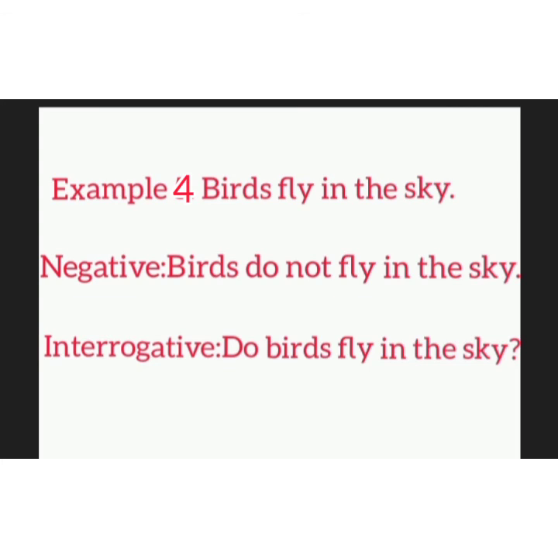Now let us move to the next example. Example 4. Birds fly in the sky. In this sentence, the verb is fly, which is first form of the verb and belongs to the simple present tense. We'll change into negative form. Take down birds. We know that the word birds is a plural noun, so we have to use with the negative form do not and take down the verb fly as it is. We don't need to make any change because of the plural nouns. Birds do not fly in the sky.